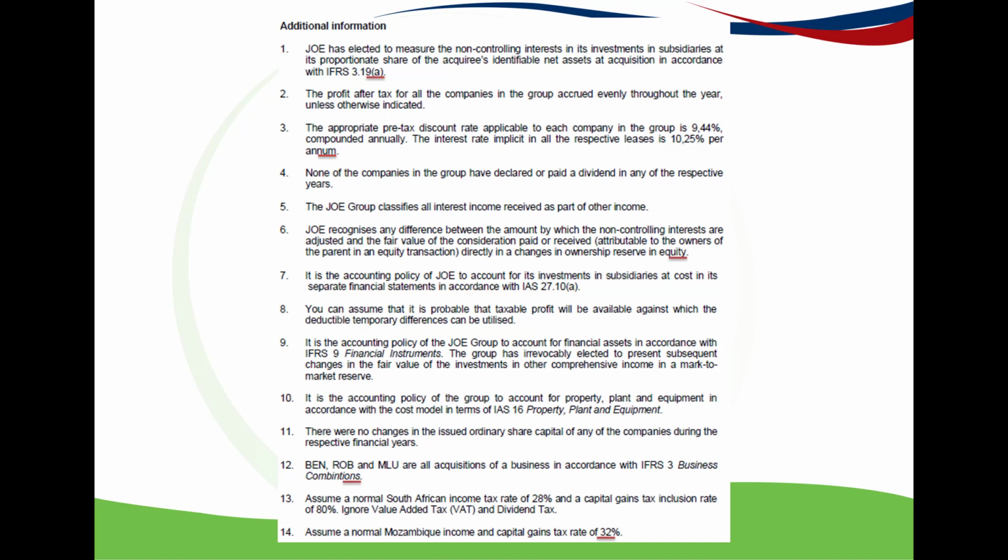It provides us with the accounting policy for the measurement of non-controlling interests. So in this question, the policy is proportionate share of the acquiree's identifiable net assets. That's in accordance with IFRS 3.19. The standard says, for each business combination, the acquirer shall measure at the acquisition date components of non-controlling interests at either fair value, or, as in this question, the present ownership instrument's proportionate share in the recognized amounts of the acquiree's identifiable net assets. Why is it important?